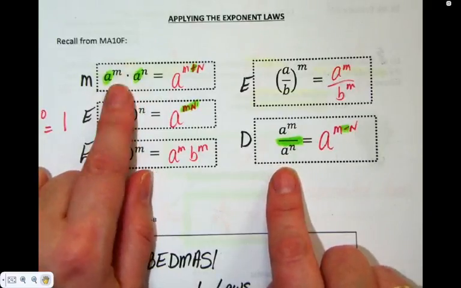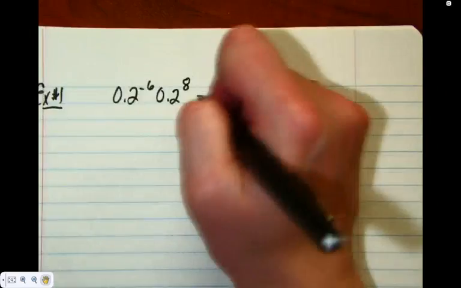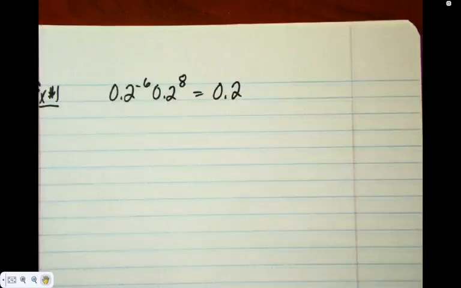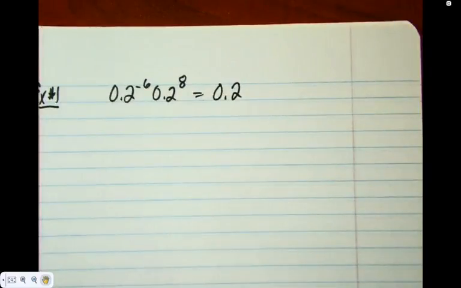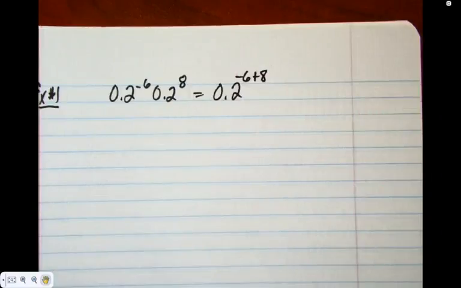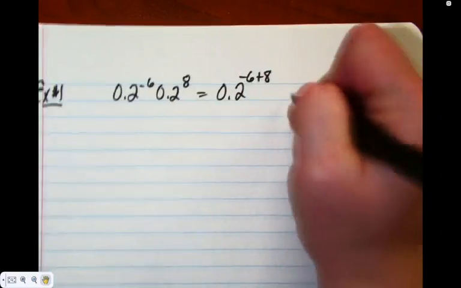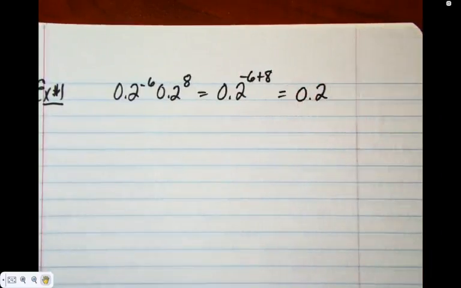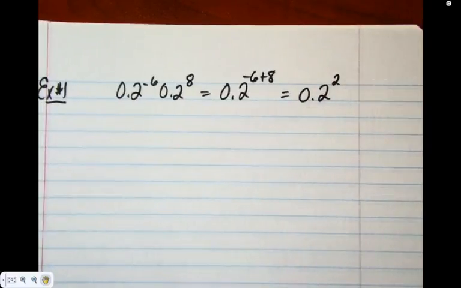So this exponent law says if we are multiplying bases, what do we do with the exponents? We add them, so we keep the 0.2. And you don't normally need to show this step. I'm just going to show for the first one, we're adding negative 6 and 8. What is negative 6 plus 8? 2.